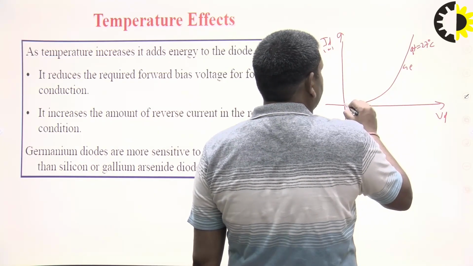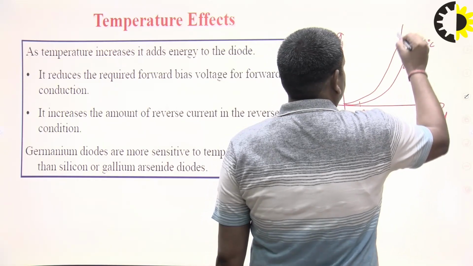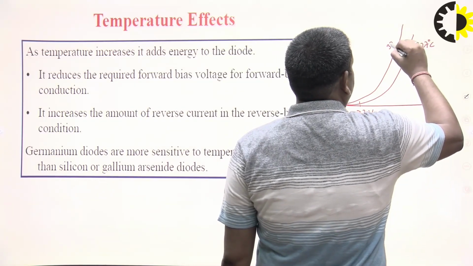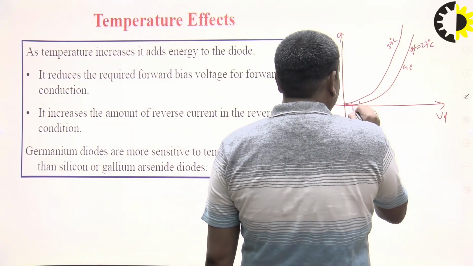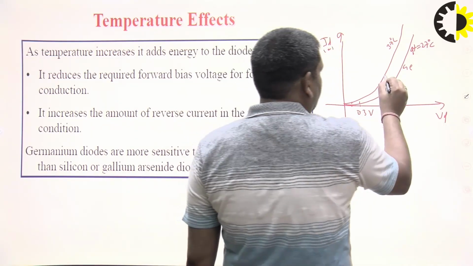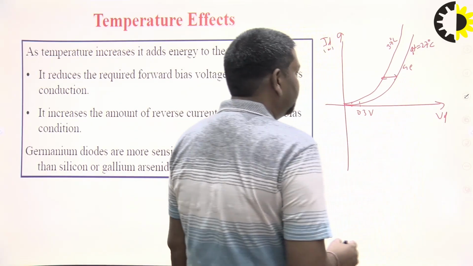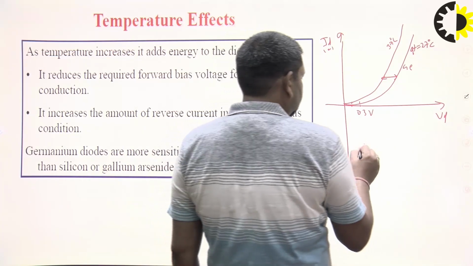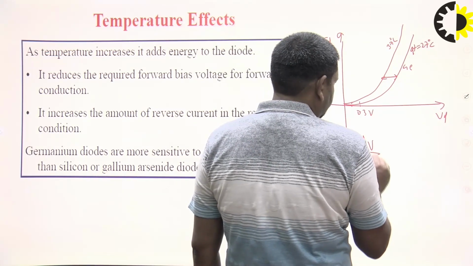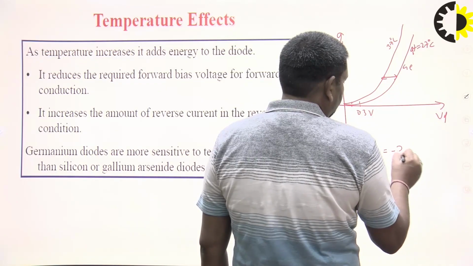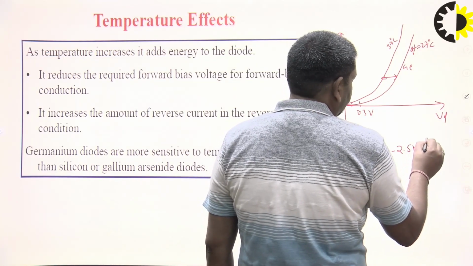If we increase the temperature, say to 37 degrees centigrade, the cut-in voltage is reduced. How much is the cut-in voltage reduced? dV by dT is equal to minus 2.5 millivolt per degree centigrade.